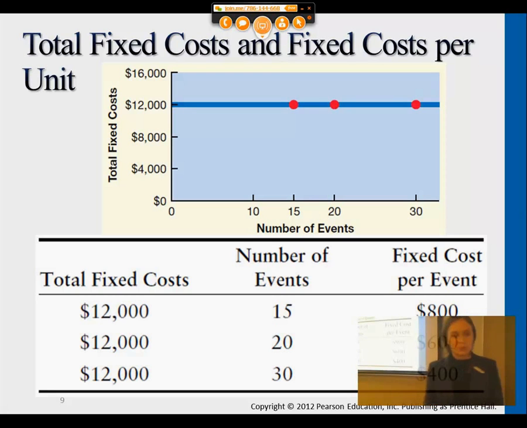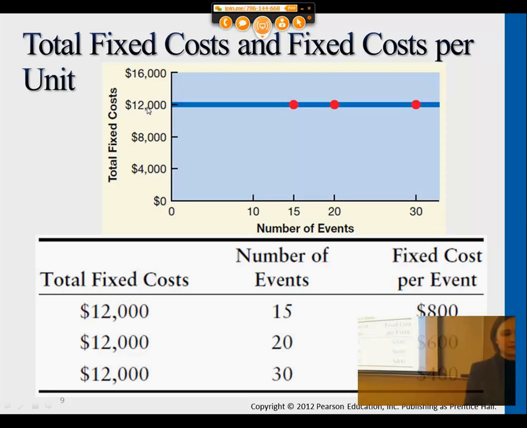Okay, so looking at the table, I have total fixed cost, I have number of events, and then I have fixed cost per event. Look at this. If the fixed cost is $12,000 and I only have 15 events that month, my fixed cost is $800. But if I have 20 events, it's $600. And further on, if I have 30, it's only $400. So the more events I have, the less is my fixed cost per event. All right, so let's try to plot this.